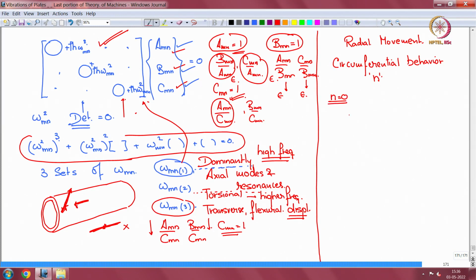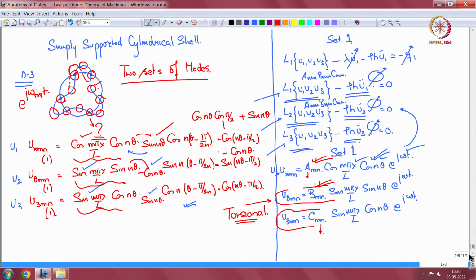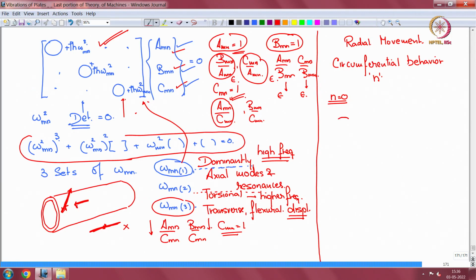If n equal to 0, you can see here that this goes to 1, there is no theta dependence. So that means what? If I have a nominal initial radius, it uniformly expands without theta dependence and uniformly contracts without theta dependence. This is in one part of the cycle and this is in the other part of the cycle. This is n equal to 0 movement. So there is a lot of stretching, as we call it.